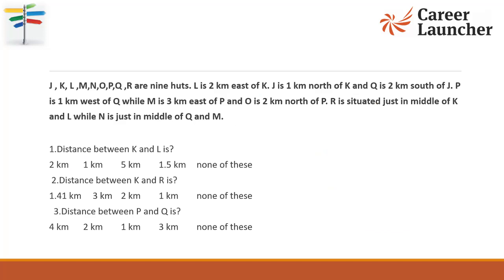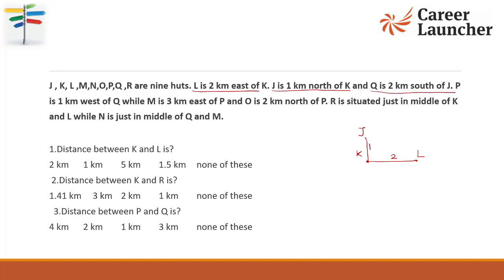Another puzzle here. J, K, L, M, N, O, P, Q, R are 9 huts. And there is some data given about the location of each hut with respect to each other. Let's plot it. L is 2 kilometer east of K. So I start with K, and L is 2 kilometer east of K. J is 1 kilometer north of K. Q is 2 kilometer south of J.